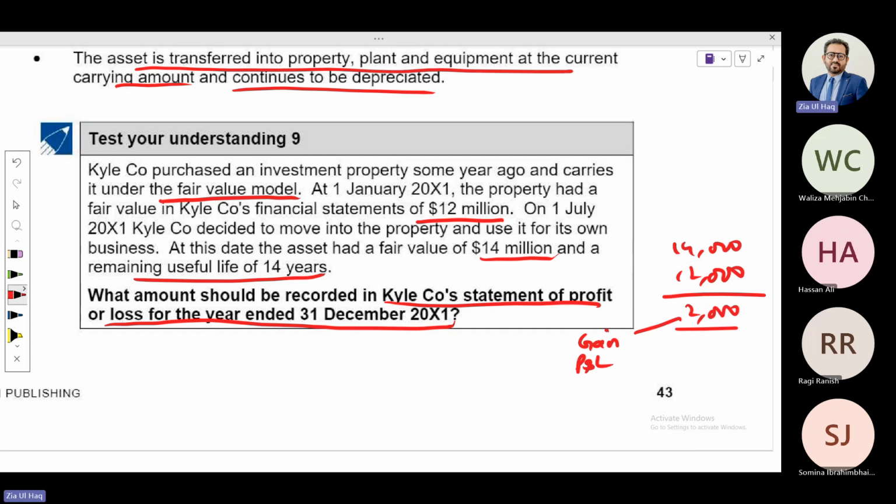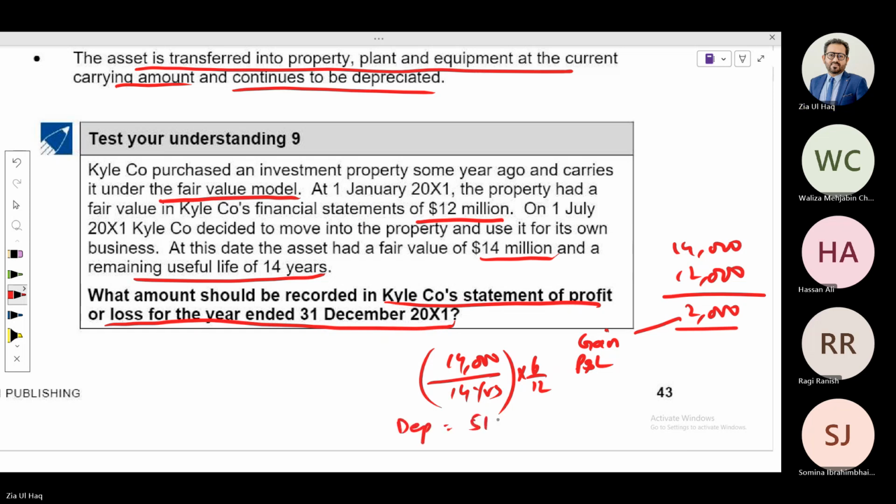So after converting to PPE, how much value is going to be converted to PPE? 14 million. And its remaining useful life is 14 years. So 14 million, remaining useful life is 14 years. How much depreciation should be charged for the current year from 1st July onward? This means July, August, September, October, November, December, 6 months depreciation should be charged. So into 6 by 12, how much should be the depreciation?